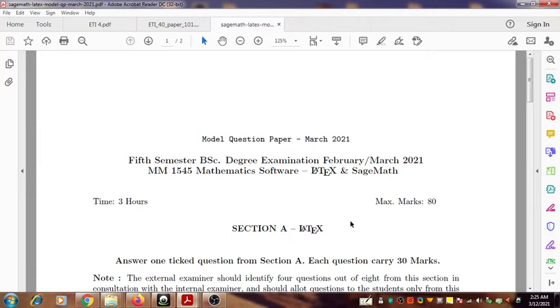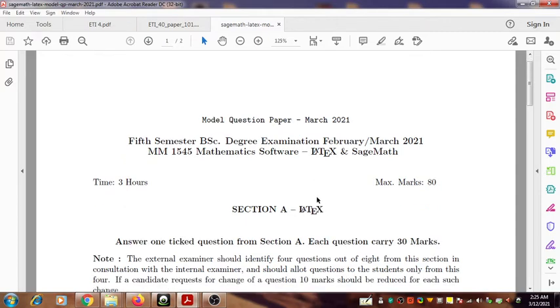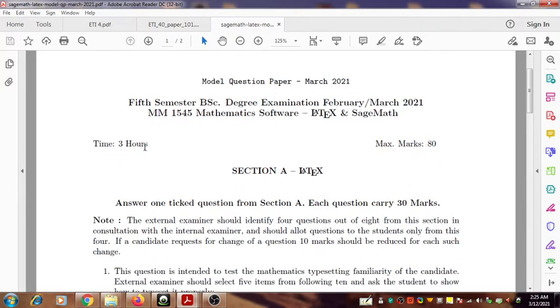We are going to discuss the types of questions that can be expected in the LaTeX and SageMath practical examination for BSc Mathematics students. You can see displayed here the structure of a model question paper. The duration of the examination is 3 hours. The maximum mark is 80. There are two sections.